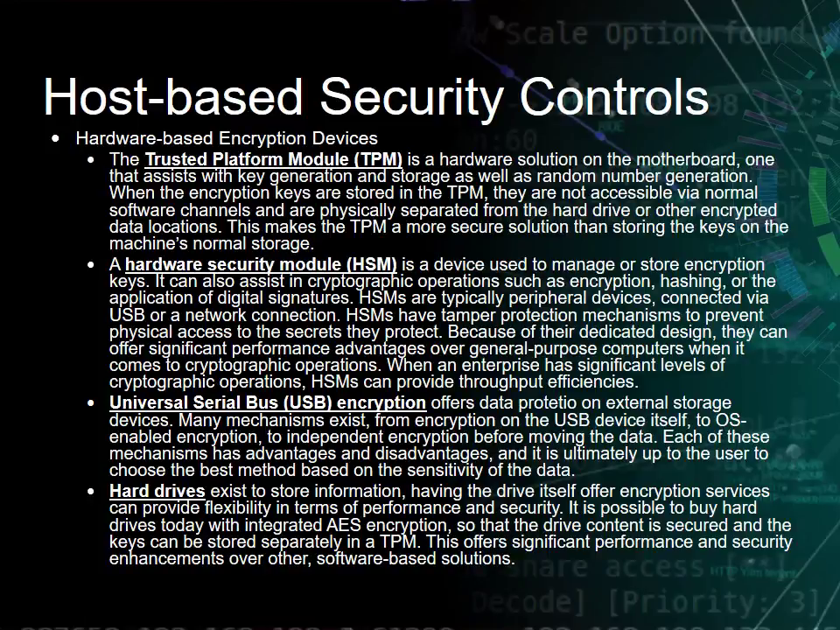Universal Serial Bus encryption offers data protection on an external storage device. Many mechanisms exist, from encryption on the USB device itself to OS-enabled encryption to independent encryption before moving the data. Each of these mechanisms has advantages and disadvantages, and it is ultimately up to the user to choose the best method based on the sensitivity of the data.